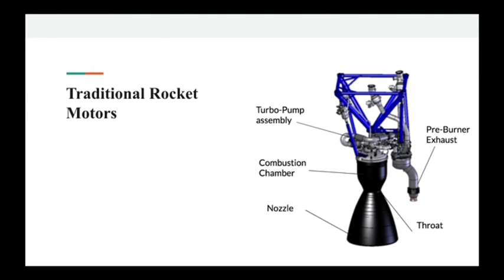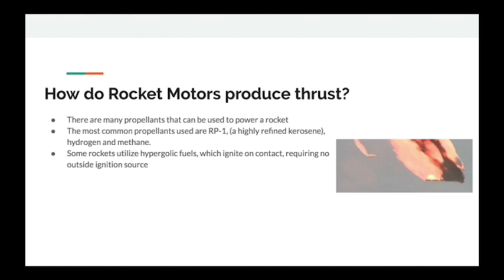So how do rocket motors produce thrust? Well, there are many propellants that can be used to power a rocket. The most common propellants used are RP1, which is a highly refined kerosene, hydrogen, and methane. These propellants are then combined with liquid oxygen, or LOX for short, to allow for combustion at high altitudes in the vacuum of space where there is little to no oxygen.